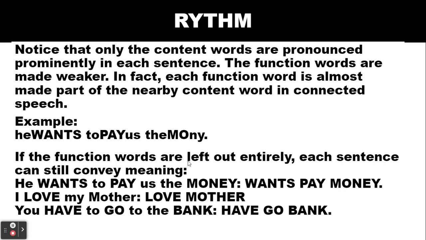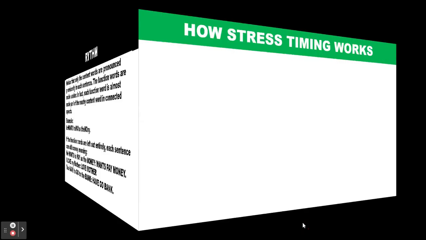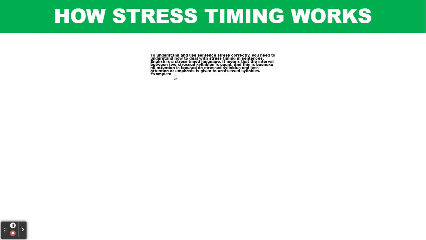If the function words are left out entirely, each sentence can still convey meaning. So let's look at an example. He wants to pay us the money. The stressed words are wants, pay, money. Now, if we remove the function words, this can still be understood. Wants, pay, money. The second sentence, I love my mother: love, mother. You have to go to the bank: have, go, bank. See, the content words are the words that carry meaning in themselves.